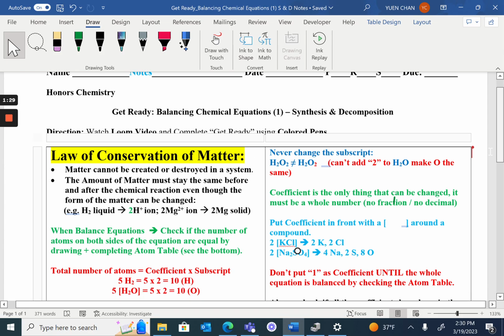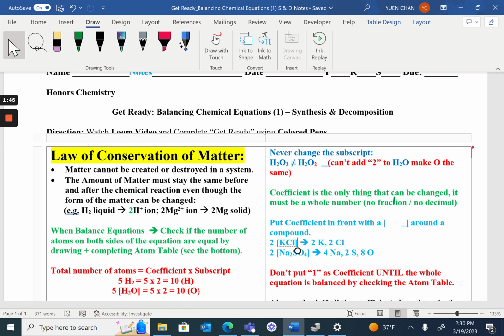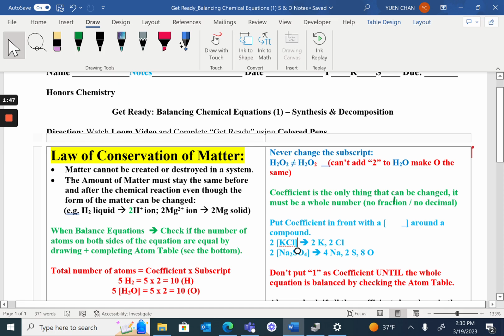Balancing equations actually comes from the law of conservation of matter. This law says that matter cannot be created or destroyed in a system. That means I cannot suddenly create something, and I cannot suddenly destroy something. I can only change the form. In other words, the amount of matter must stay the same before and after the chemical reaction, even though the form of matter could change.